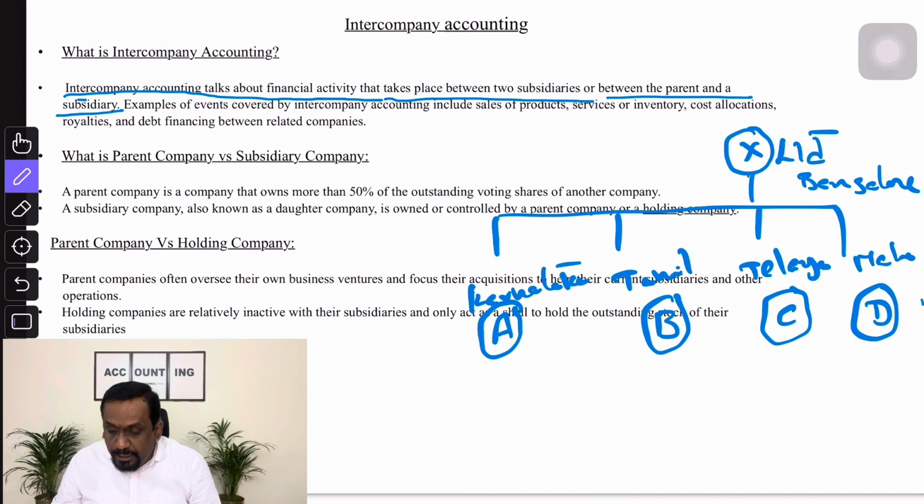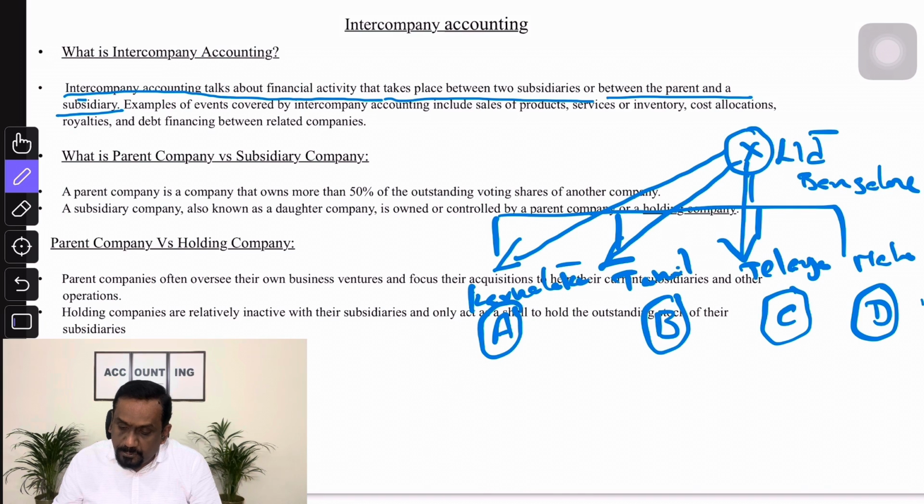So who is owning the capital in these A, B, C, D entities? What X company did is, X company provided capital to A, provided capital to B, provided capital to C, provided capital to D. X Limited invested capital in A, B, C, D entities. So what does it mean? A company, B company, C company and D company are created by whom? X Limited. Who invested in A, B, C, D companies? X company invested in A, B, C, D companies.